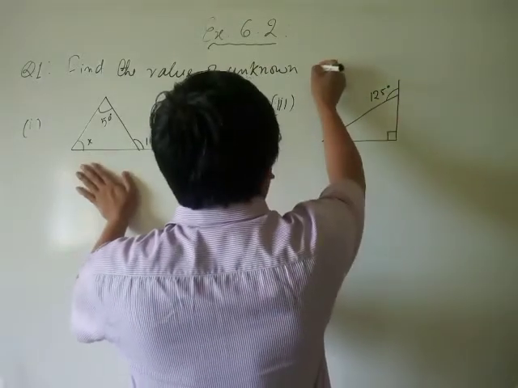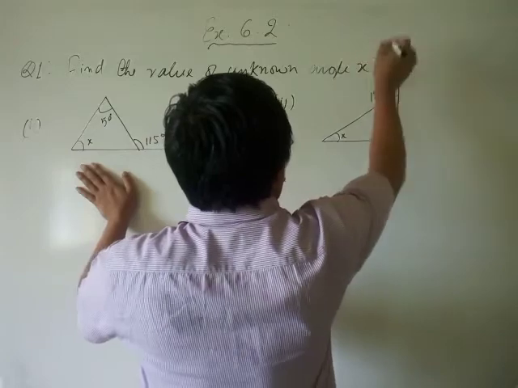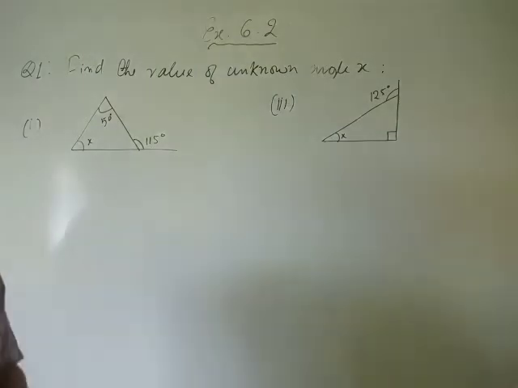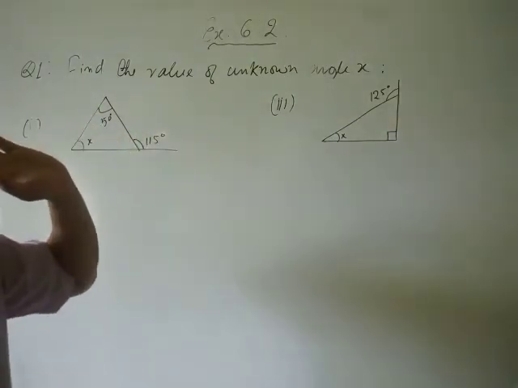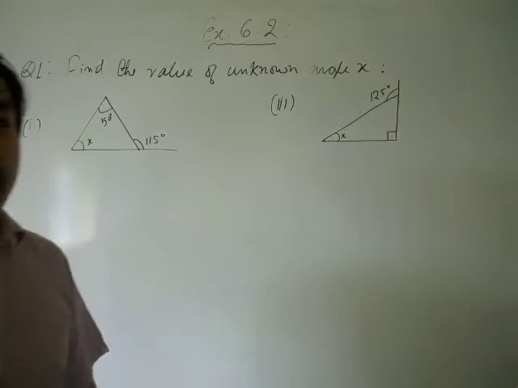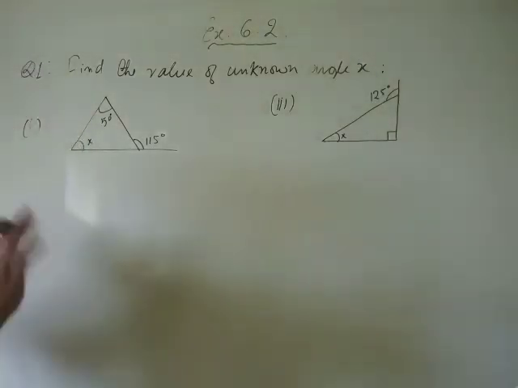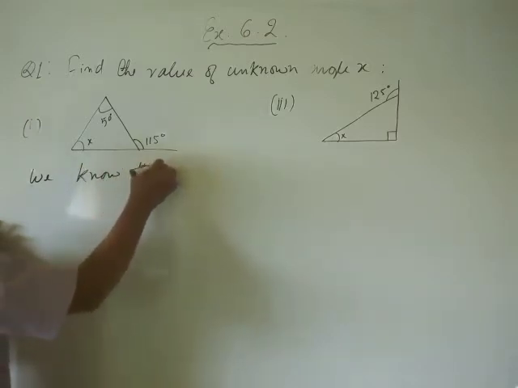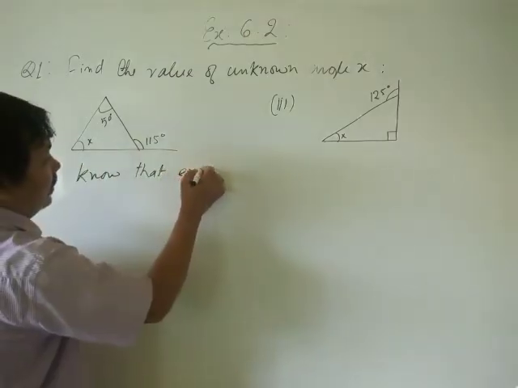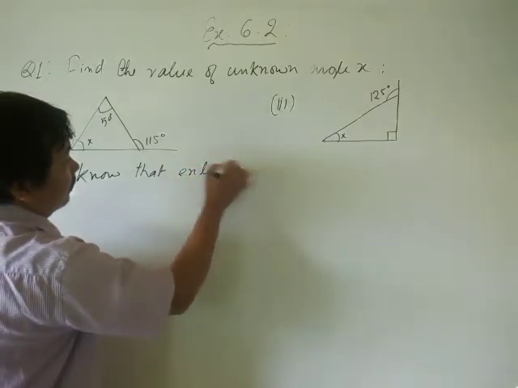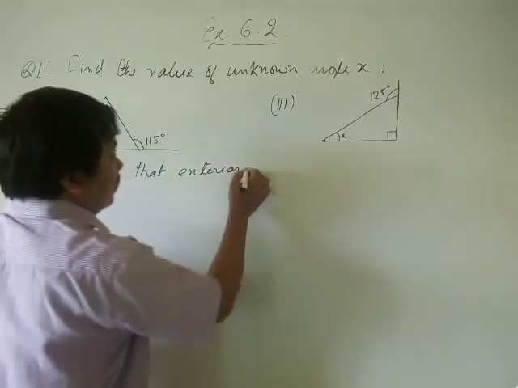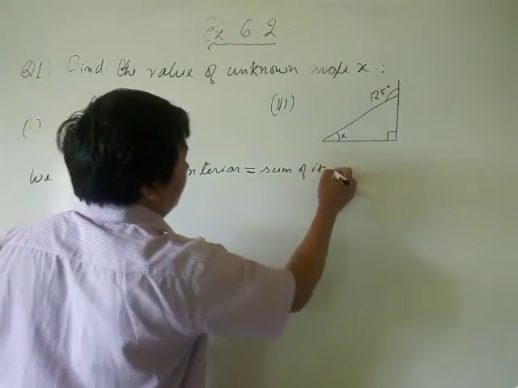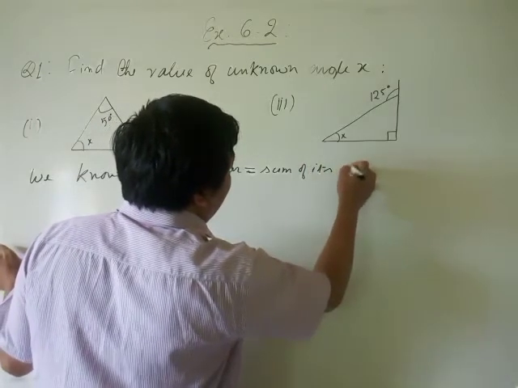Now again, we have the unknown angle x. You can see what x is here. So we have to find out the value of x. The exterior angle is given already there, isn't it? In this case, we have to find out the unknown angle x here. So how can we find the unknown angle x? That we know, the exterior angle is equal to the sum of its interior.